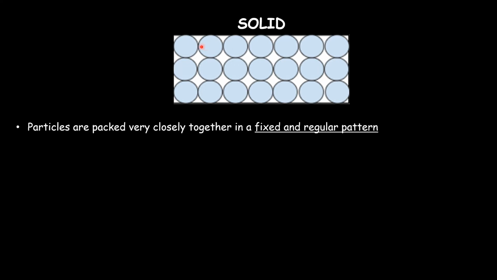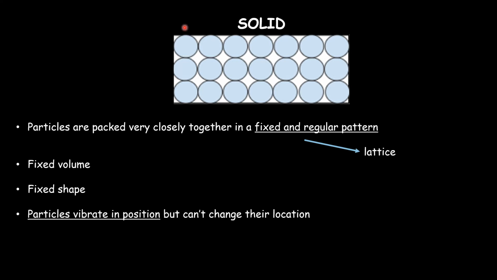Let's begin with solid. As we can see in this picture, the particles that make up a solid are packed very closely together in a fixed and regular pattern. We call this fixed and regular pattern lattice. We must also understand that solids have a fixed volume and a fixed shape. The particles that make up a solid vibrate in their positions, but these particles cannot change their location while they vibrate.